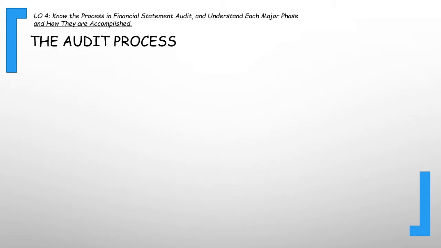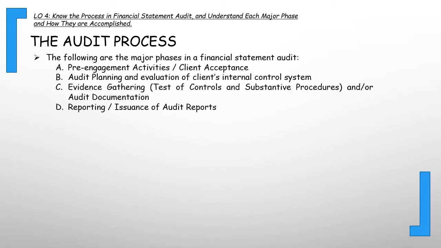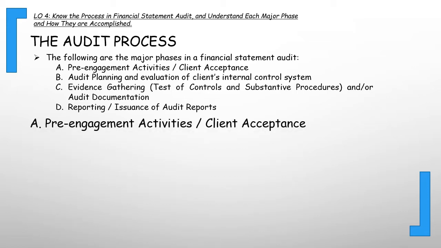Then, the audit process. Okay? The following are the major phases in a financial statement audit. Number 1 is pre-engagement activities or yung client acceptance. Number 2 is yung audit planning and evaluation of client's internal control system. Next is evidence gathering and or audit documentation. Then reporting or issuance of audit reports. Okay? Unahin natin yung pre-engagement activities.